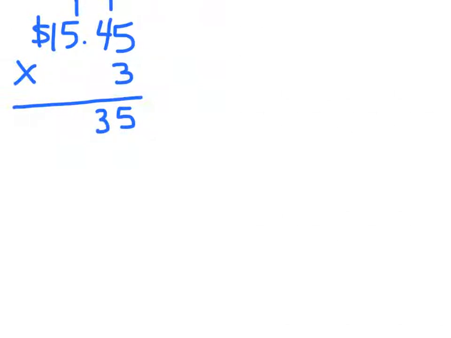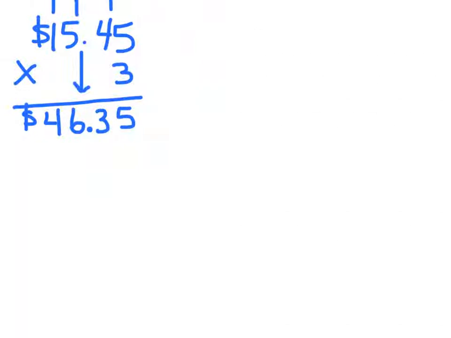Now we'll take our 1s by 3. 3 times 5 is 15, plus 1 is 16. Place down our 6, regroup or carry our 1. Finally, 3 times the tens place will give us 3, plus 1 equals 4. All right, now we want to drop down our decimal point, which will go right here, and our final answer is $46.35.